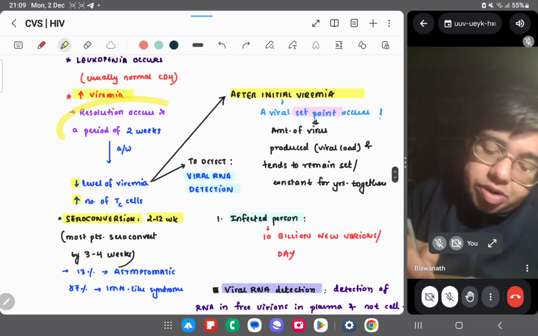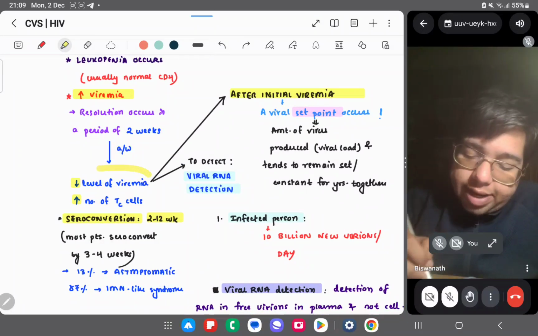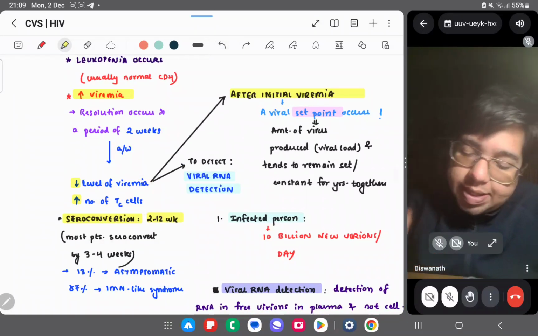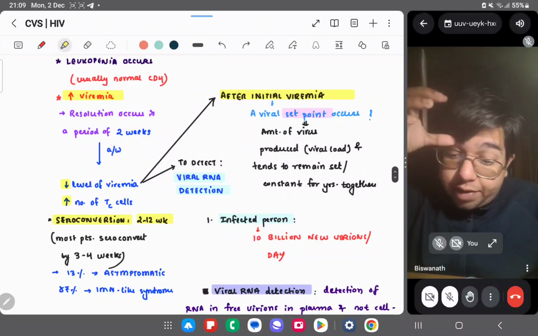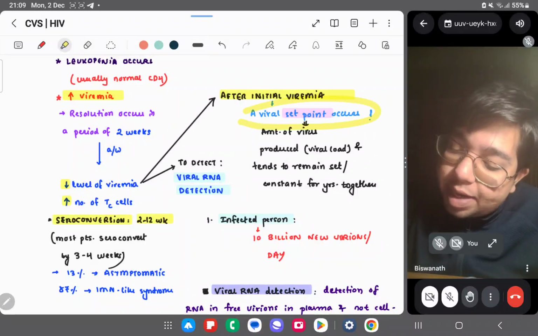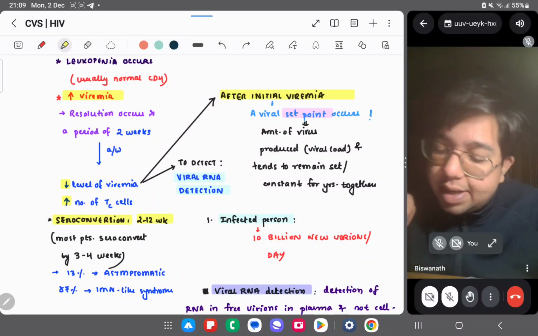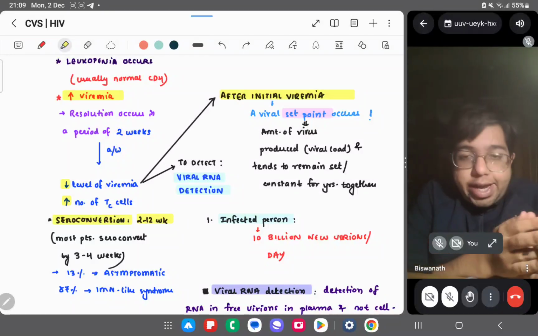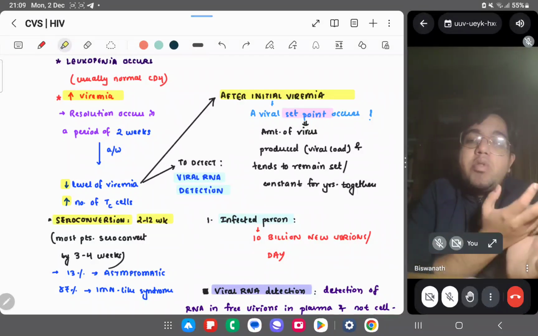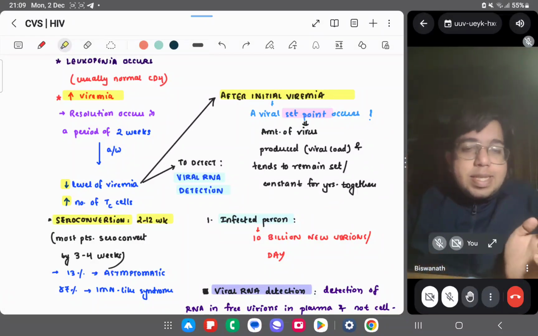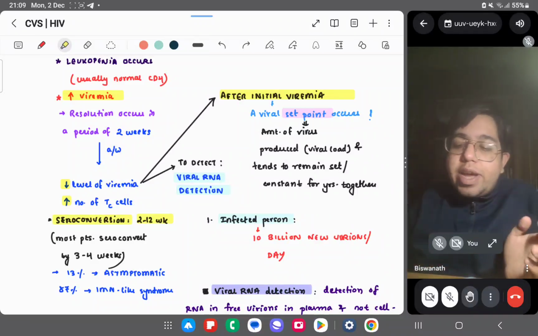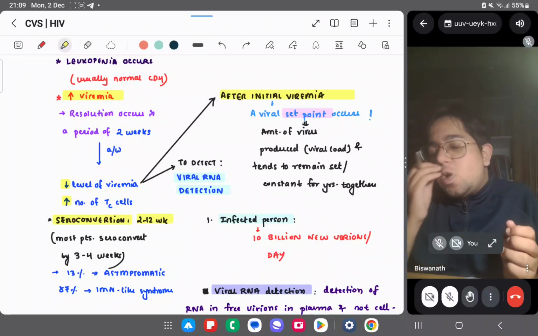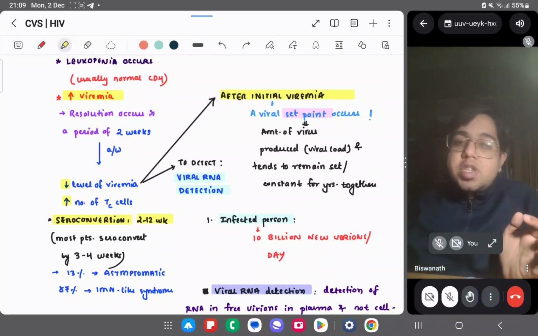Viremia will occur, with a resolution period of 2 weeks associated with the level of viremia and an increased number of TC cells. After initial viremia, a viral set point occurs. The amount of virus produced tries to remain constant, and remains constant for years altogether.